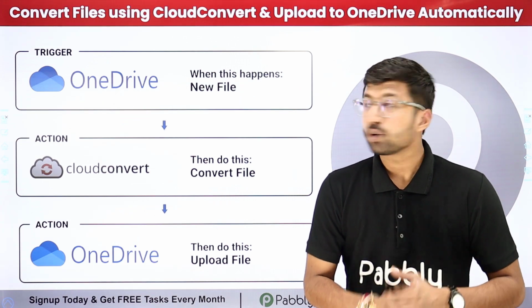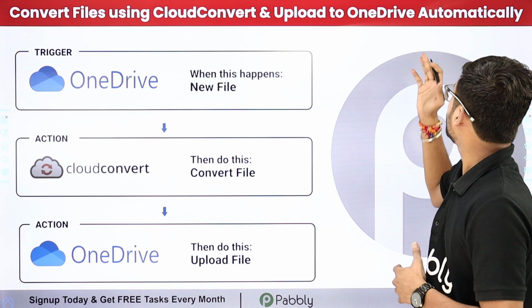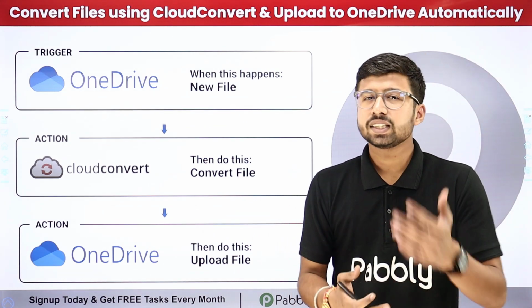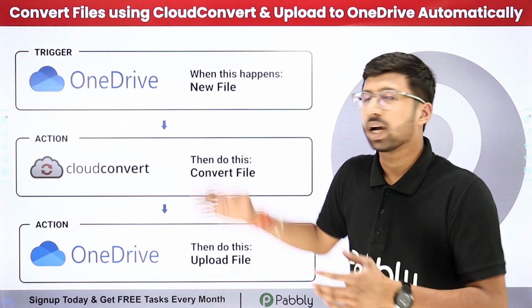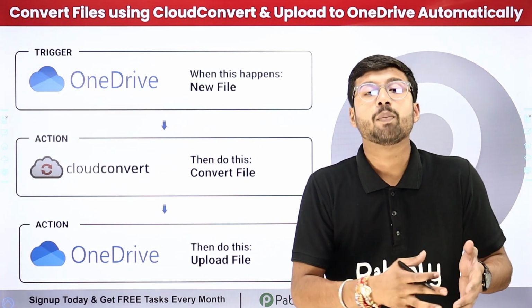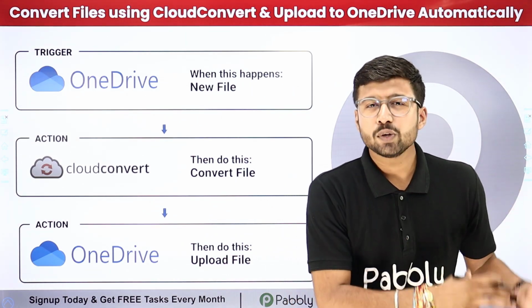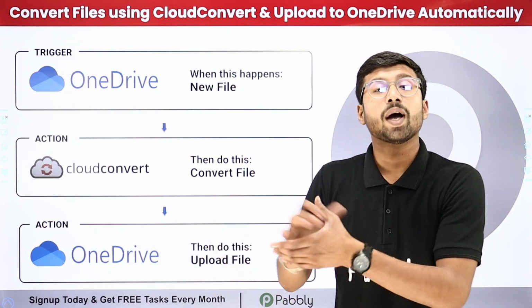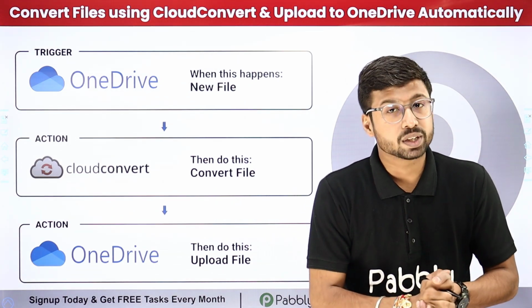So in this video, we are going to learn how to convert files using CloudConvert and upload to OneDrive automatically. Let's say you're getting some files into a specific format which you're storing in OneDrive and you want to convert this file format from one to another. Let's say you are getting MP4 video files and you want to convert the MP4 files into MP3 audios. So using this automation, you can completely automate this process.